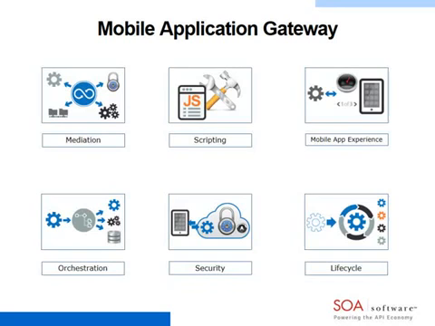The fourth thing that we provide, or the fifth thing that we provide, is all of the non-functional requirements. So security, caching, monitoring, provisioning, entitlements, etc., that allows you to develop and build APIs and mobile backends as quickly as possible without all of the non-functional requirements interfering with and sucking all your development resources away from your core development. The last capability provided by the mobile application gateway is Lifecycle.